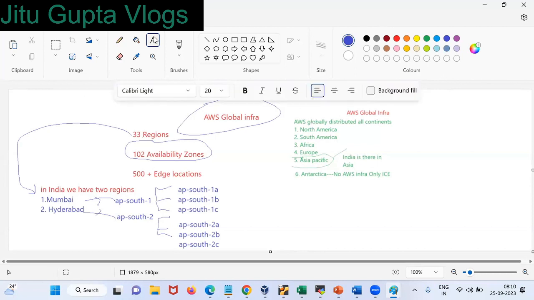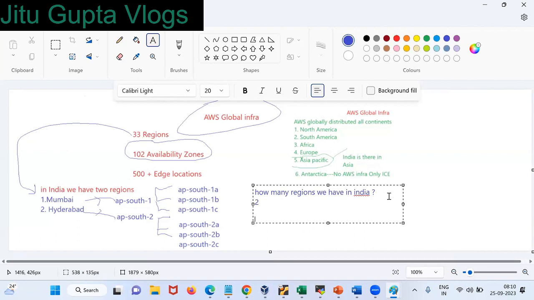Here I'm writing some questions. How many regions do we have in India? 2, right? How many availability zones, nothing but AZs? How many AZs are there in India? 6. Clear?